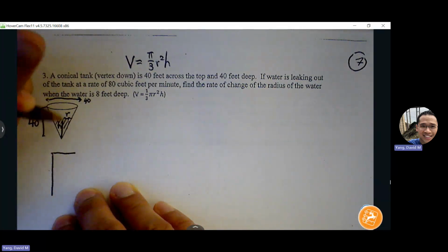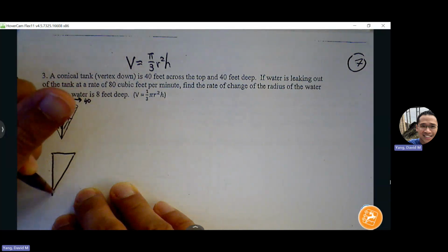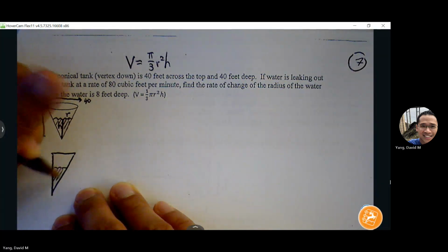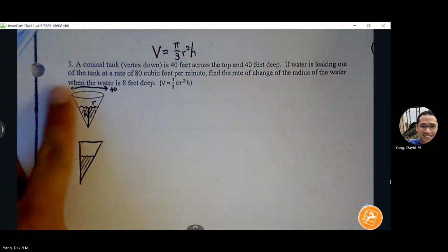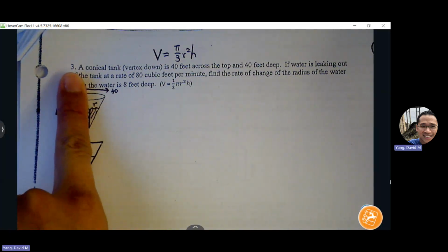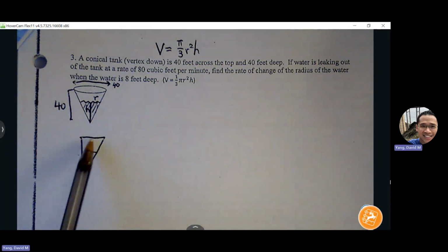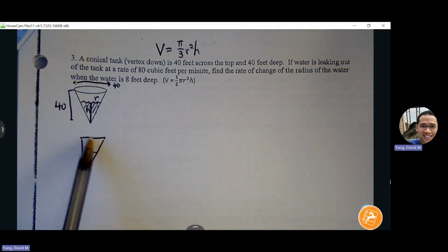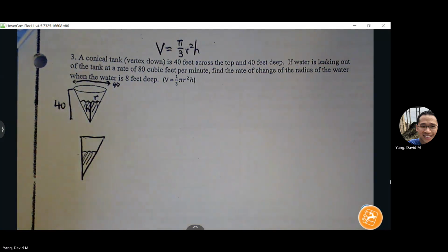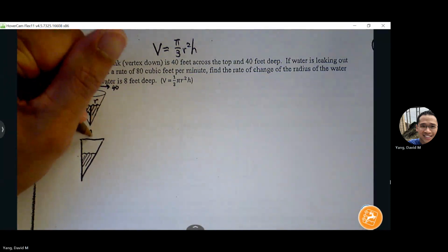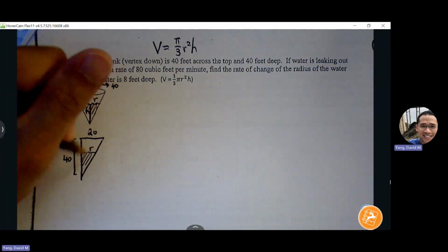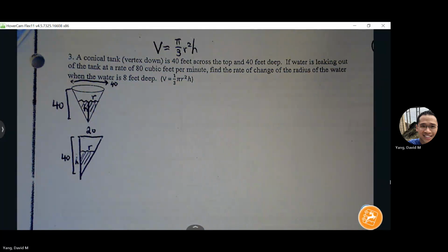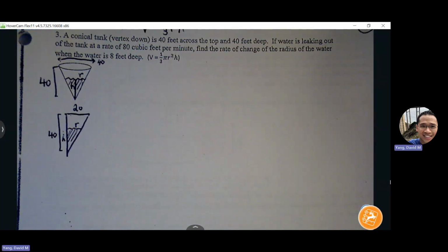We're going to do a 2-dimensional version of this diagram. But I'm just going to basically cut it in half like this. So we can see that similar triangle relationship. So what is the radius of the tank? The height is 40. R and H represent the inner cones.